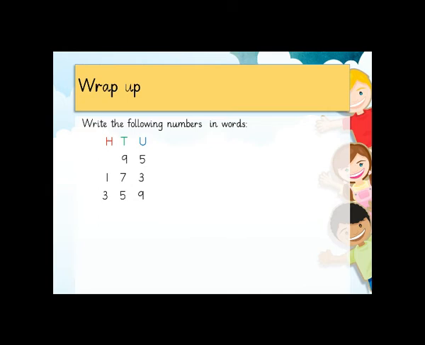Coming towards the wrap up of the lesson, write the following numbers in words. The numbers given are 95, 173, 359. You can find that the place value is also identified at the top. This will help you to write the given numbers in words.